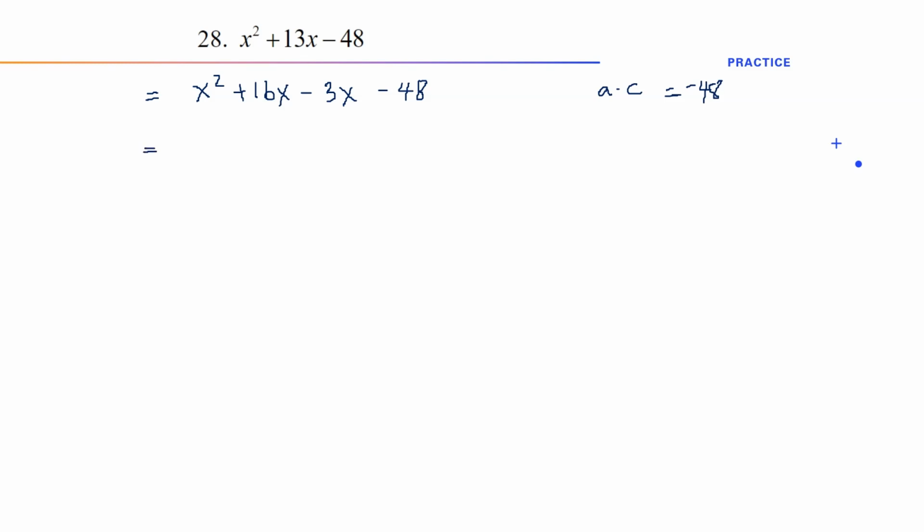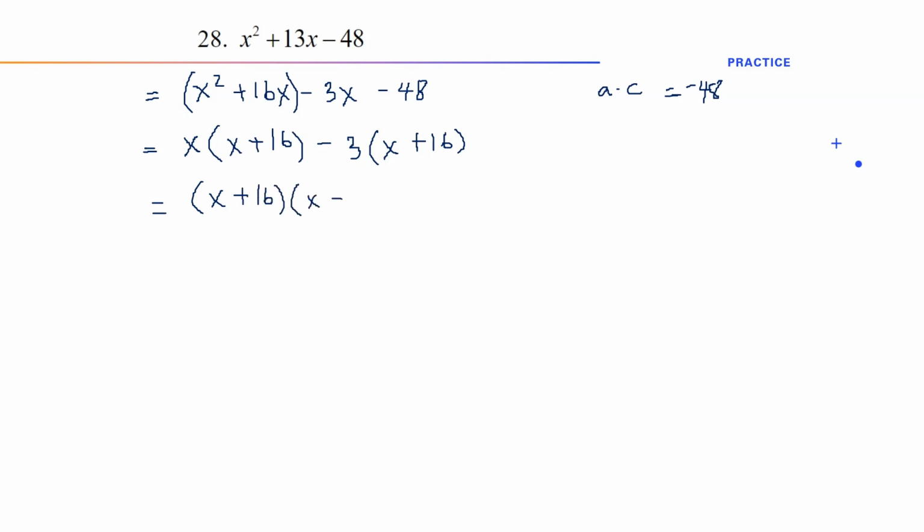Now we group the first two and the last two. So we have x out there, left with x plus 16, minus, I take 3 out, negative 3, we have left with x plus 16. Now x plus 16 is in common, we take that out, left with x minus 3.